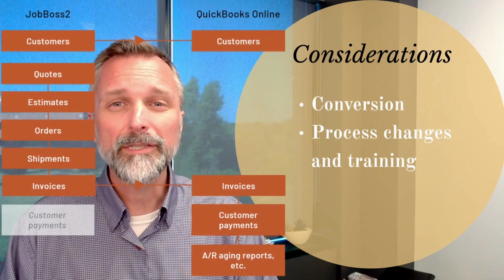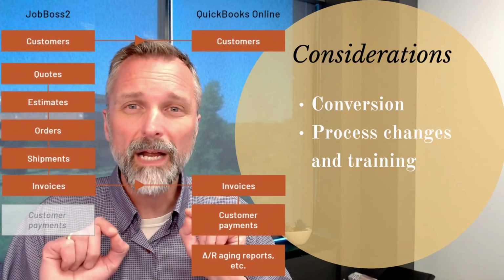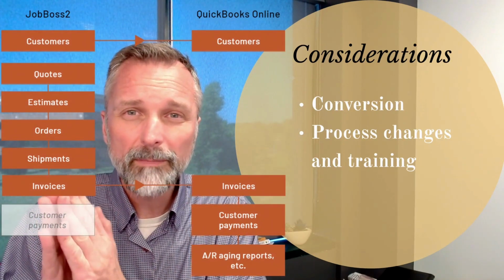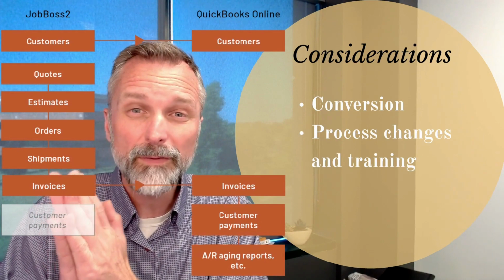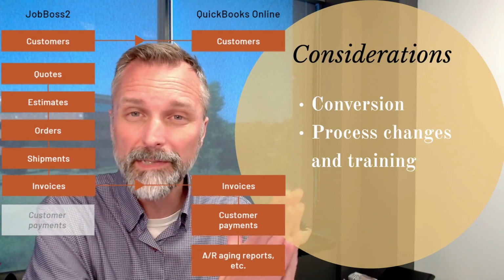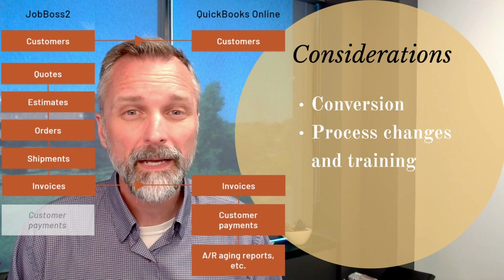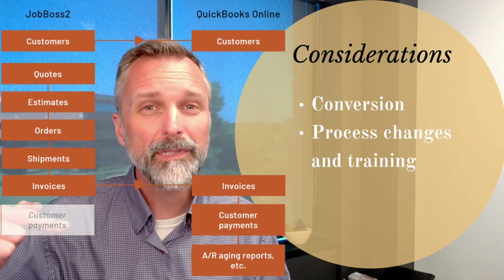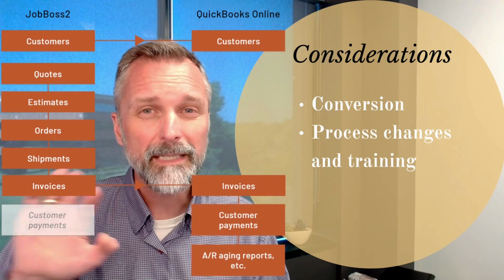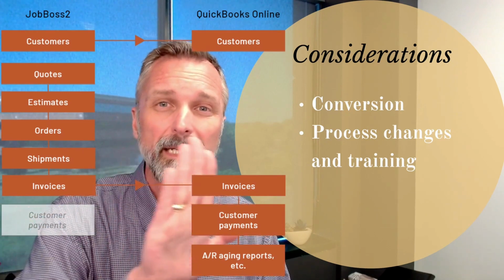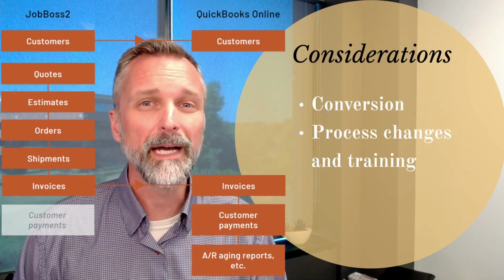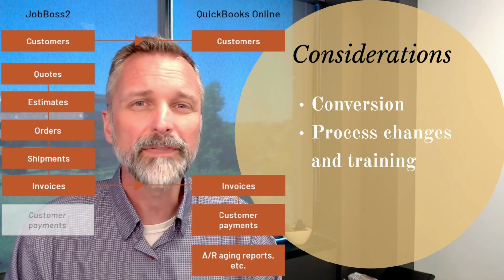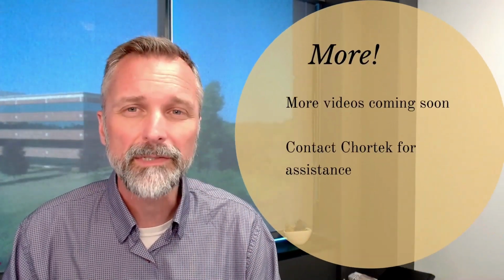There's also process changes. This simple diagram is kind of depicting the fact that when QuickBooks Online is used with JobBoss, things flow from JobBoss to QuickBooks Online. Some parts of the process are the same as they have been, but others actually change and stop getting done in JobBoss and instead get done only in QuickBooks Online. So that's just an example of some of the process changes.